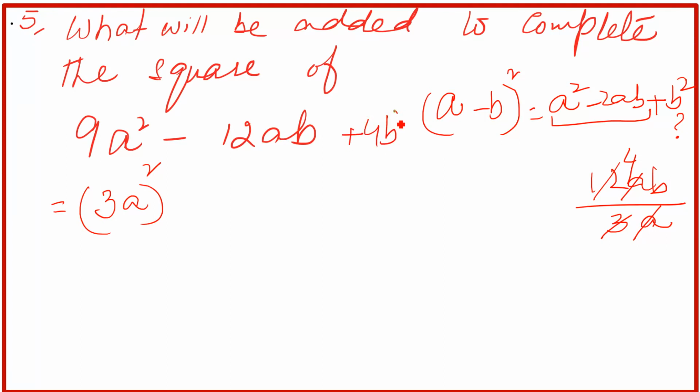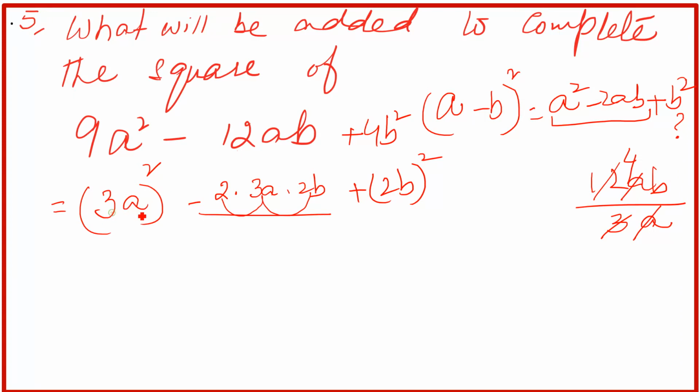This is missing, right? If we take the square of this one, write down in the middle 2 multiplied by a, 3a multiplied by 2b. Let's multiply these things. 2 threes are 6, 6 twos are 12, 12ab, right? So it is 4b square. So simple. What will be added to complete the square? Just write down the middle term in the numerator and the square of the first.